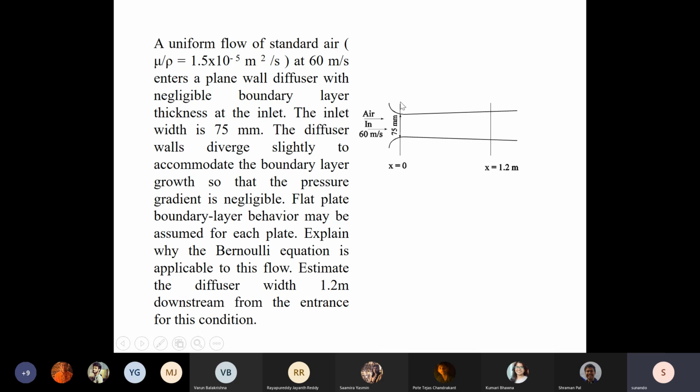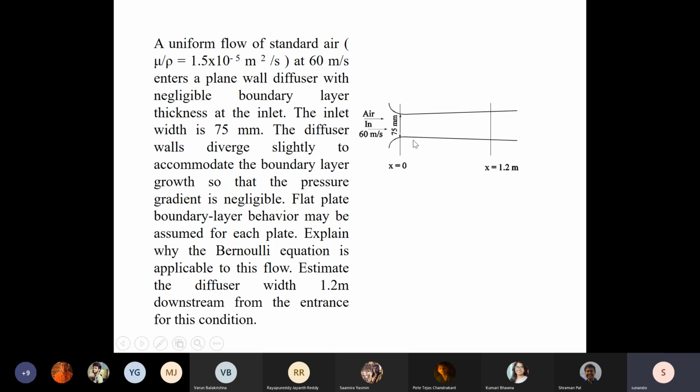In order to honor the equation of continuity, the amount of mass flow rate through this region, where the thickness of the boundary layer is essentially 0, to this point where we have a finite thickness, the core velocity will definitely have to be more than the 75 or 60 meter per second that we see here.